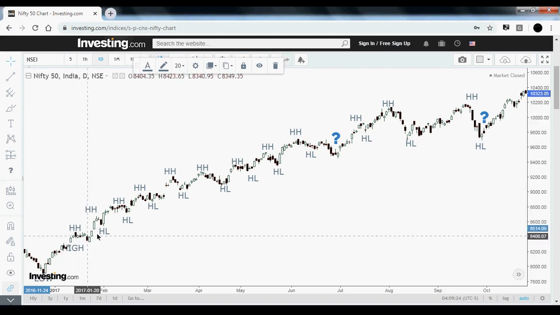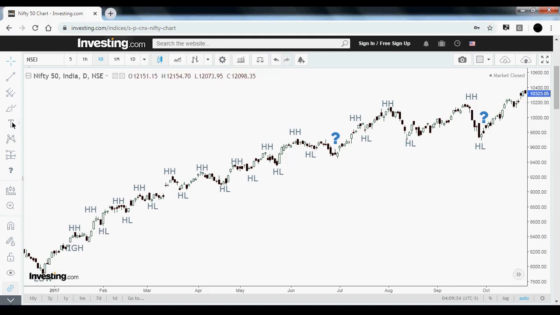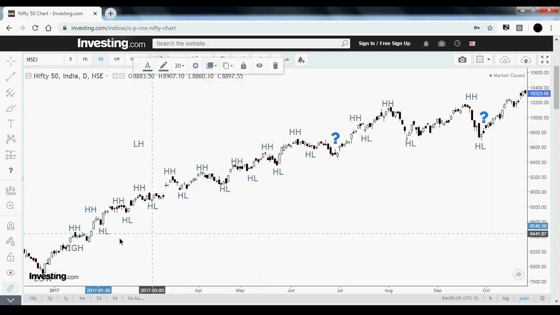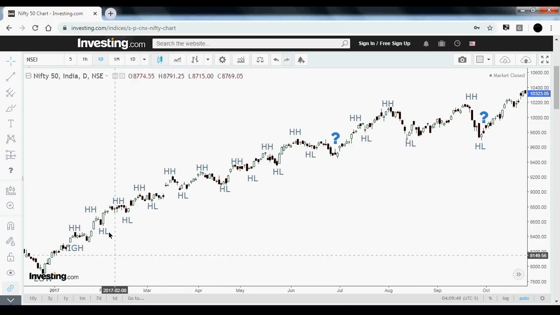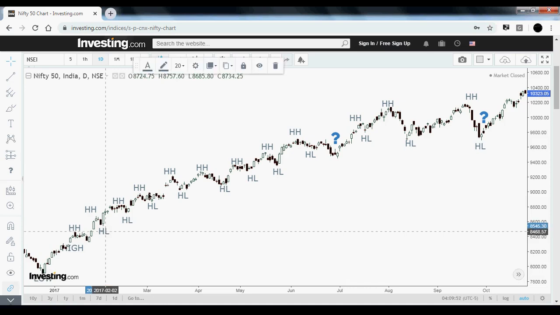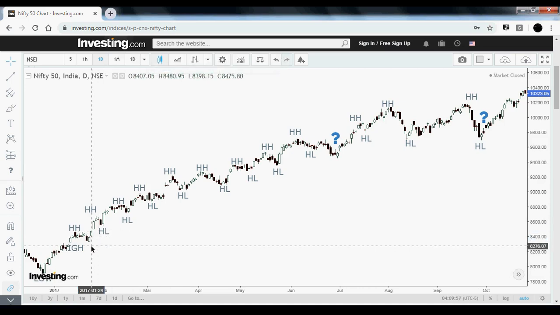Okay, and also this low. We'll take one more low. So this is the second low. Let me take this for you for better understanding. We will take the second one as the starting point. Okay, so now we are done.